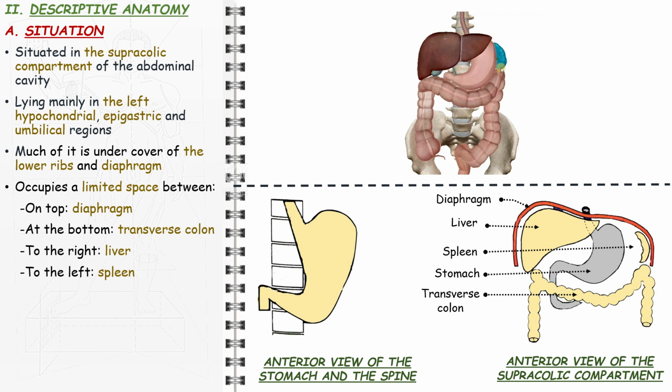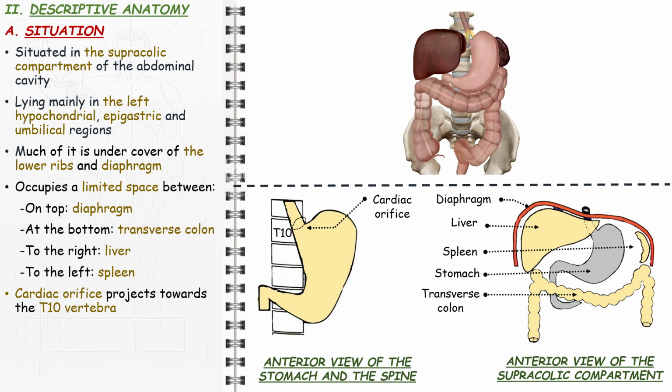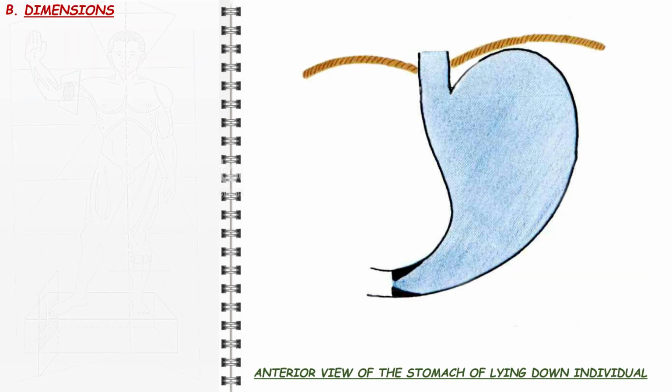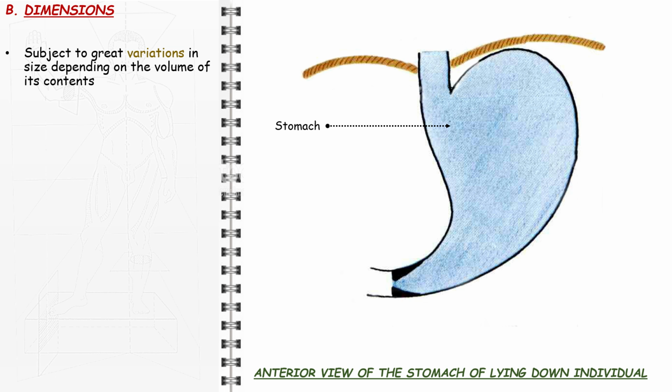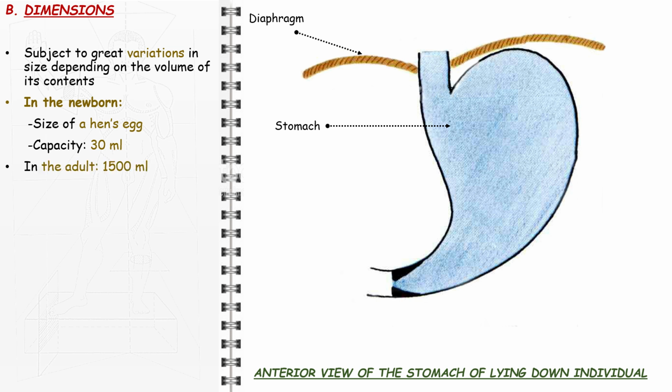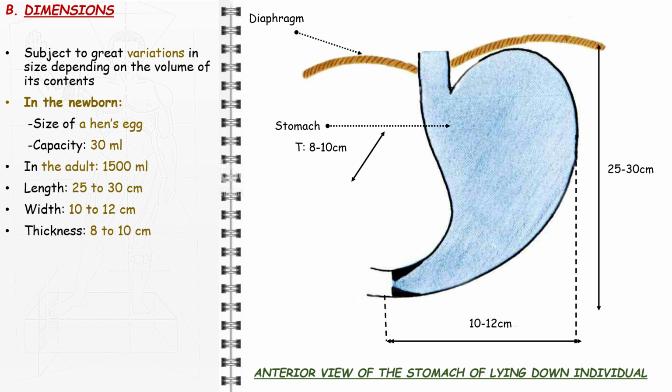Its upper orifice, the cardiac orifice, projects towards the T10 vertebra, and its lower orifice, the pyloric orifice, projects towards the L1 vertebra. The dimensions of the stomach are subject to great variations in size depending on the volume of its contents. In the newborn, it has the size of a hen's egg with a capacity of 30 milliliters. In the adult it has a capacity of 1,500 milliliters. The stomach is 25 to 30 centimeters long, 10 to 12 centimeters wide and 8 to 10 centimeters thick.